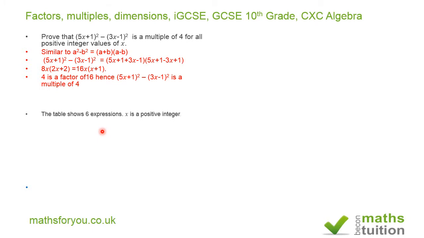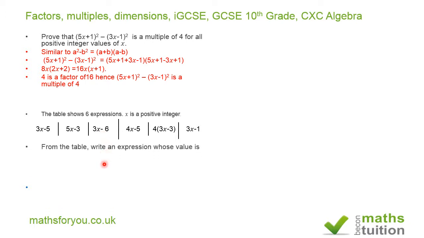Okay, now next question. It says the table shows 6 expressions. x is a positive integer. From the table, write an expression whose value is always even. Now it's always even if a factor of the expression is divisible by 2. The one that comes to mind is this one here, because that's divisible by 2. You can divide 4 by 2, so that's what it requires.